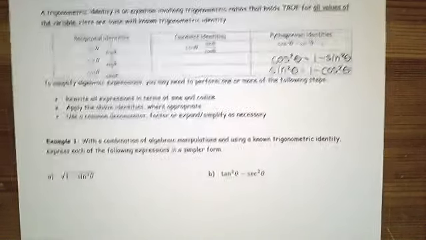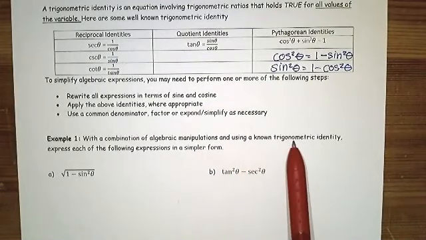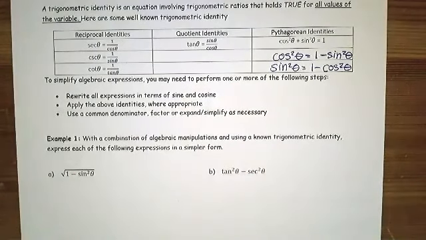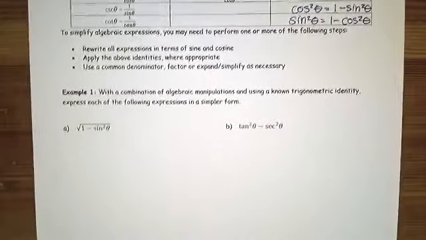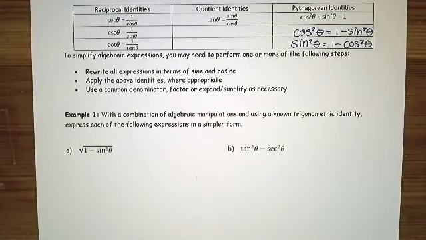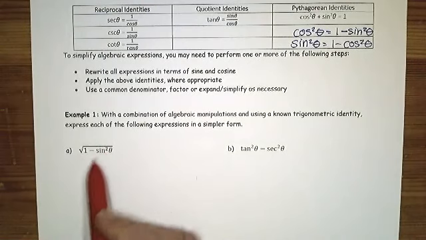So example 1, with a combination of algebraic manipulations and using a known trigonometric identity, express each of the following expressions in a simpler form. So let me just move this up here. I'll probably move up and down so we can see our identities as we go along here. So let's look at our first example here.